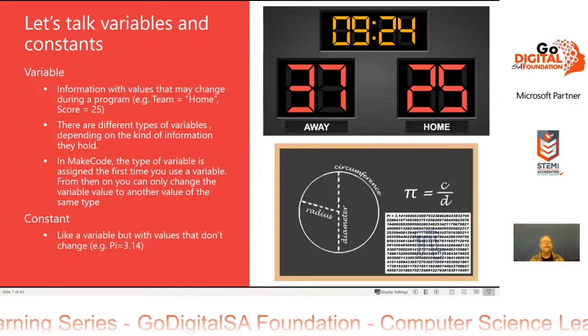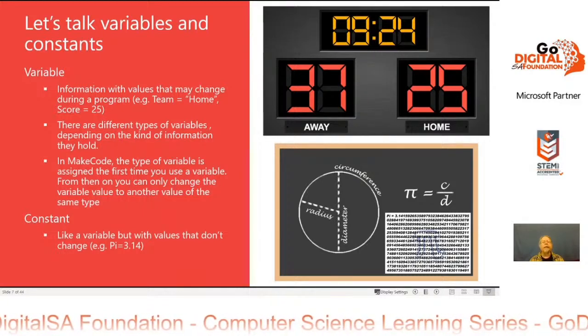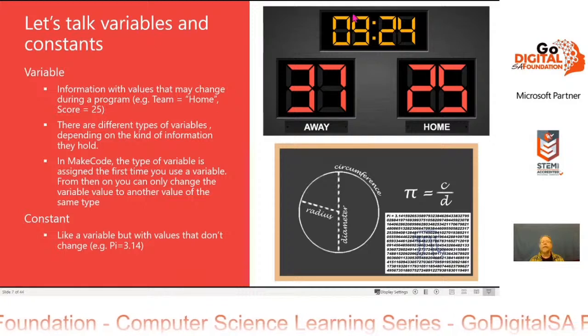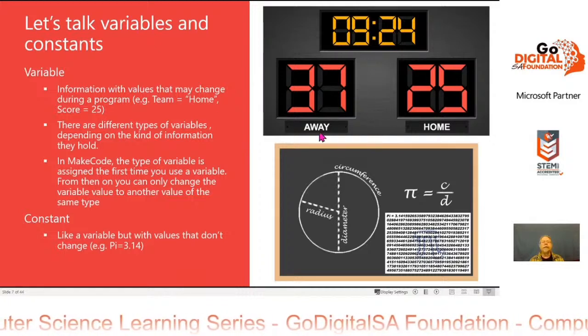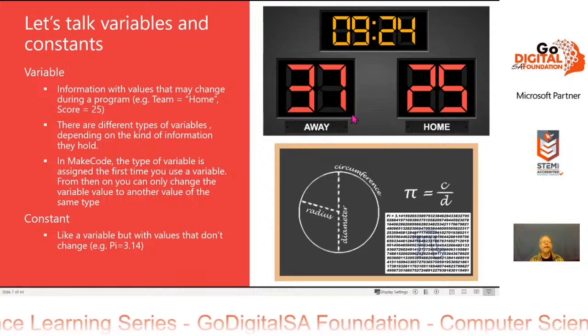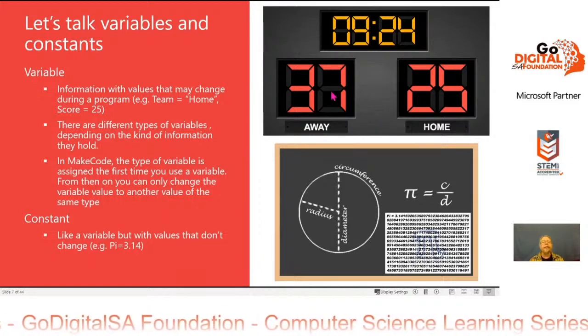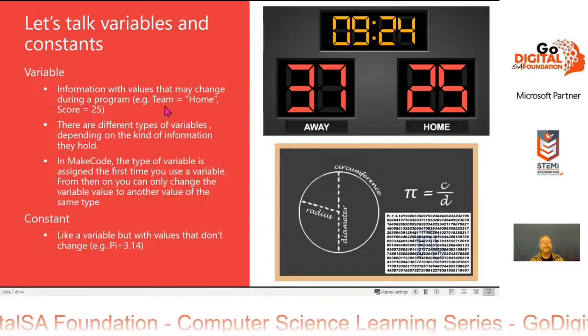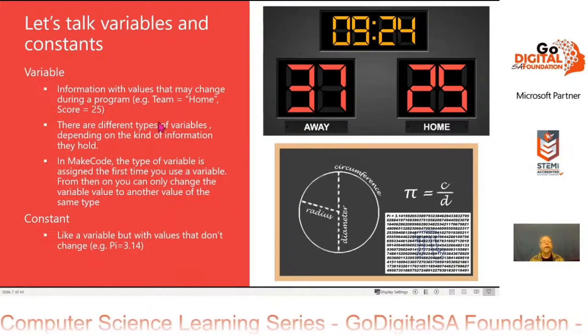A variable is information with values that may change during a program. So we can say that the team is home. In this case, we've got a scoreboard. So we could say that the team is home, or this team is away. And we could say we've got a variable called score, where the score is 25, or the score is 37. So the variable name might be team, or another variable could be score.